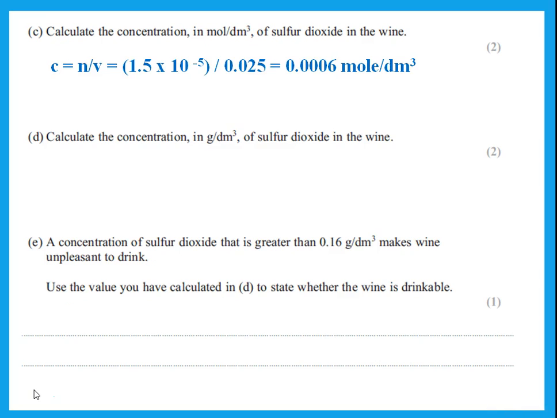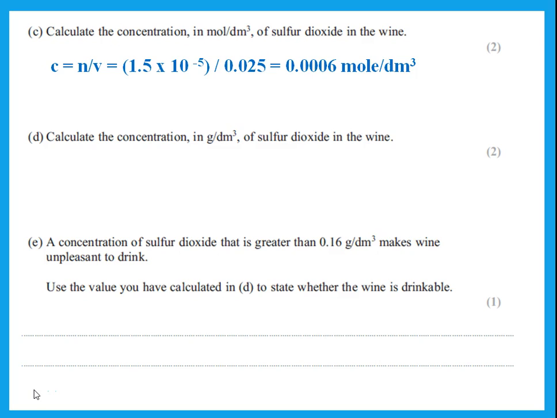Calculate the concentration of sulfur dioxide. I should know that concentration is number of moles over volume. So I have the number of moles and I have the volume in decimeter cubed, and that comes out to be 0.0006 mole per decimeter cubed. So this is the concentration in mole per decimeter cubed.